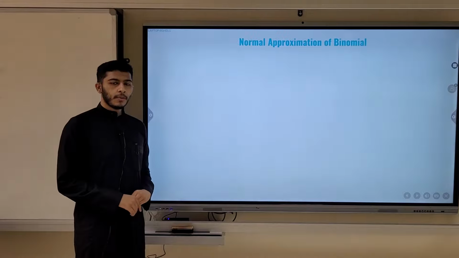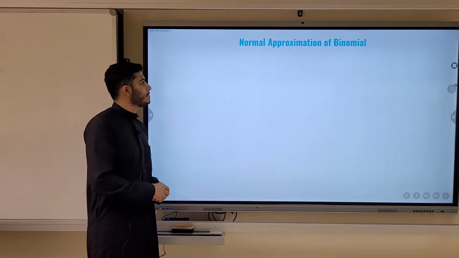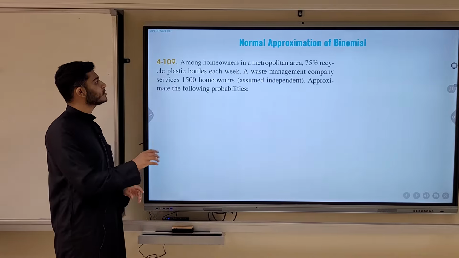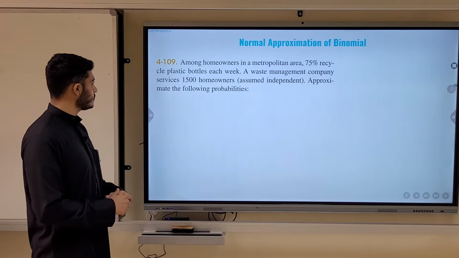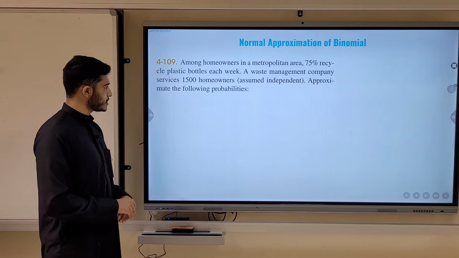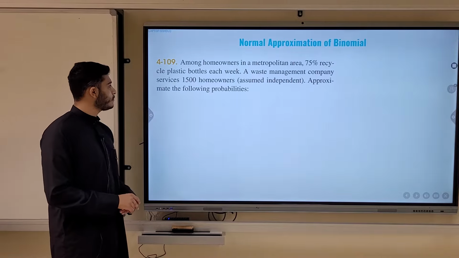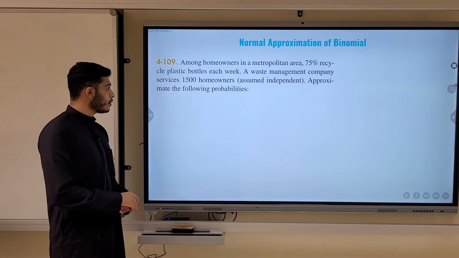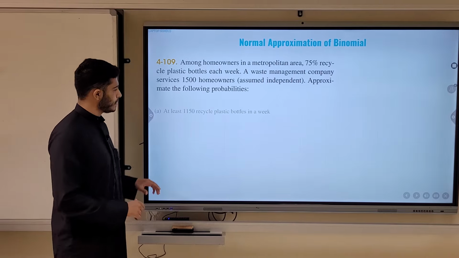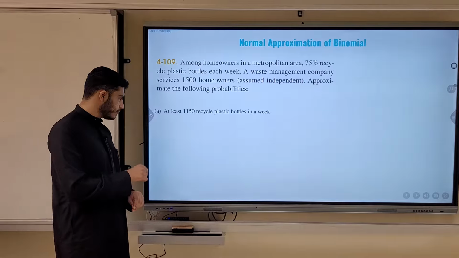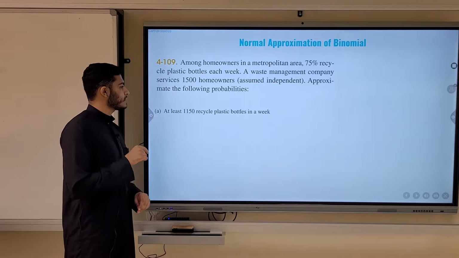Now we're going to solve a question about normal approximation of binomial. The question says, among homeowners in a metropolitan area, 75% of them recycle plastic bottles each week. A waste management company services 1,500 homeowners. Approximate the following probabilities. Let's see the first part of the question: at least 1,150 recycle plastic bottles in a week.